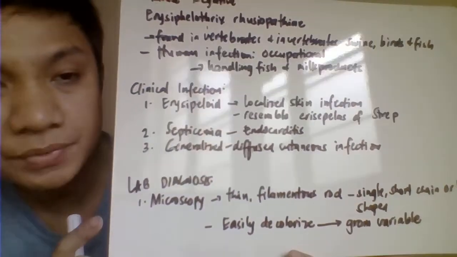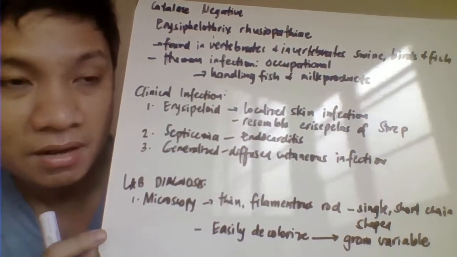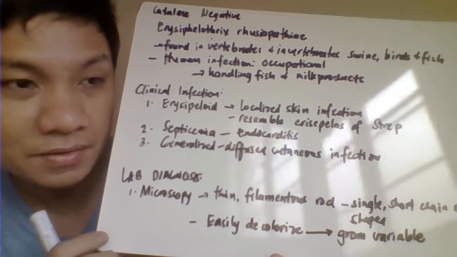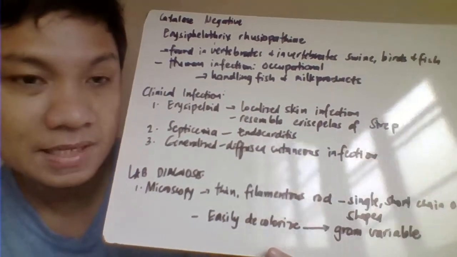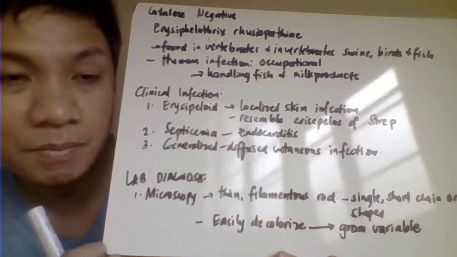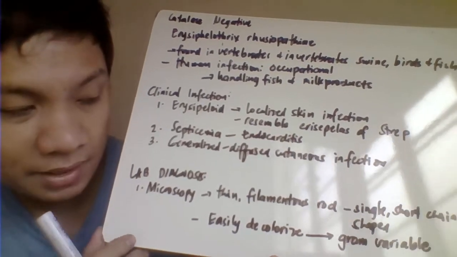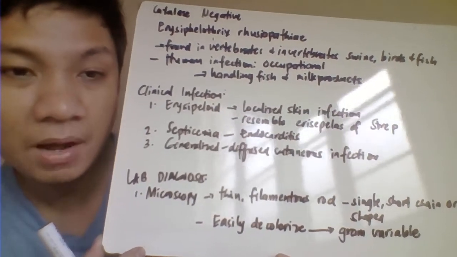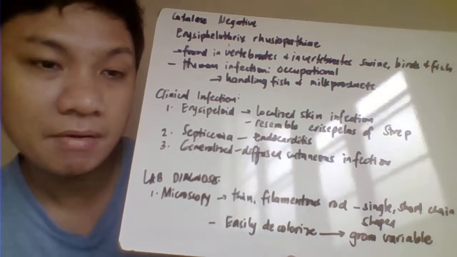Okay, laboratory diagnosis. So we have here the microscopic identification. The Gram stain result of Erysipelotrix appears to be thin filamentous gram-positive bacilli that may appear in single or short chains or even assume the V shape, just like Corynebacterium diphtheriae. This one is easily washed off by the decolorizer, so it might have a gram-variable staining reaction.